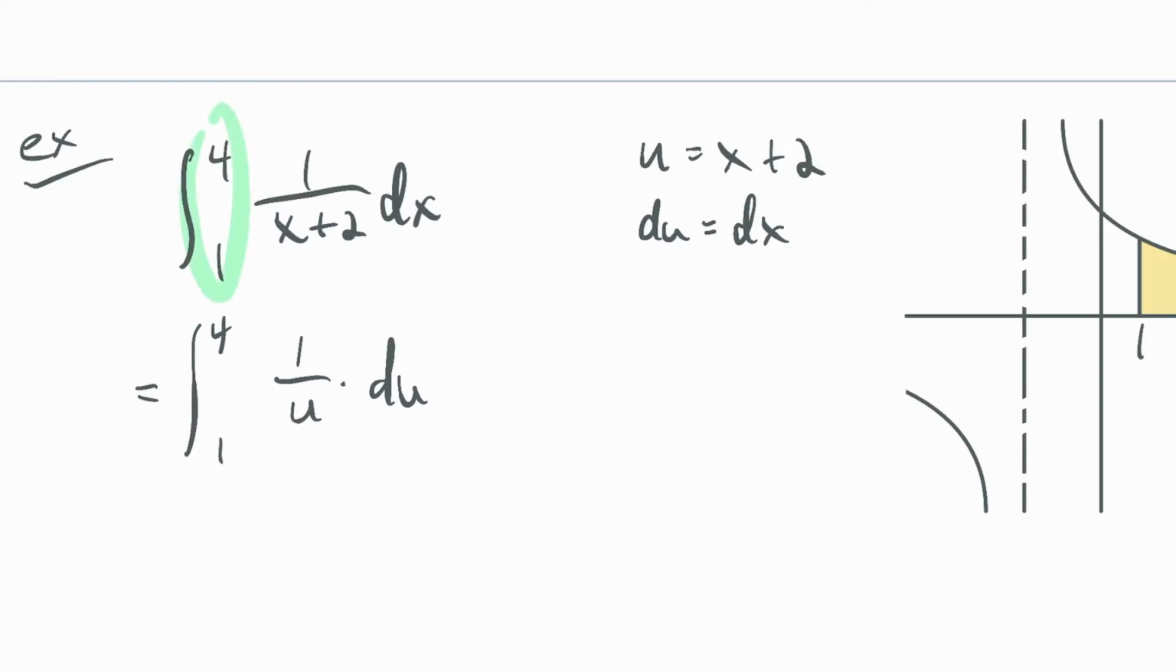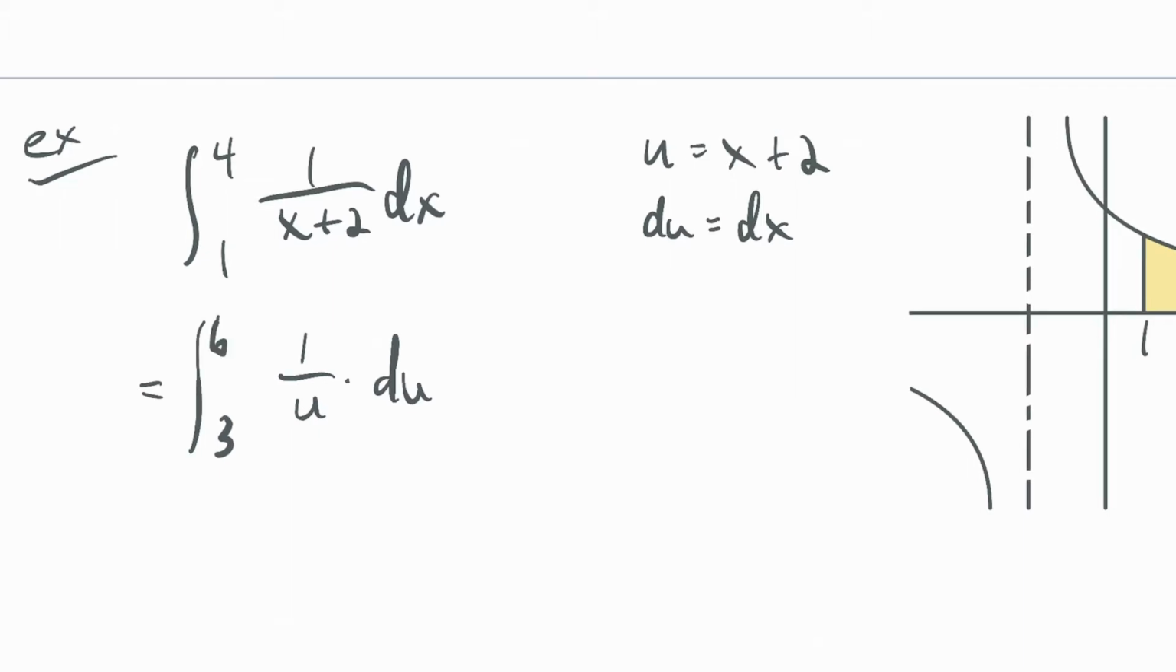1 and 4, these are x coordinates. So when I'm doing the integral with respect to x, I'm starting at 1 and I'm ending at 4. When x is 1, u is 3. So this 1 down here is the wrong number to start at for u, okay? So I'm going to get rid of this. This should be 3. Now, for the upper limit, when x is 4, if I plug that in, u is 6. So this 4 shouldn't be here. This should be a 6 instead.